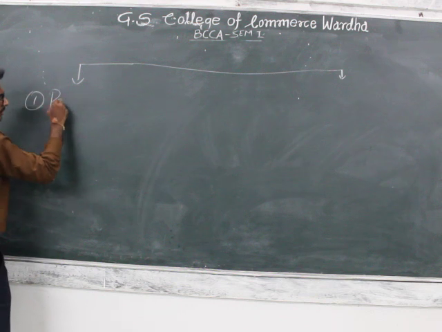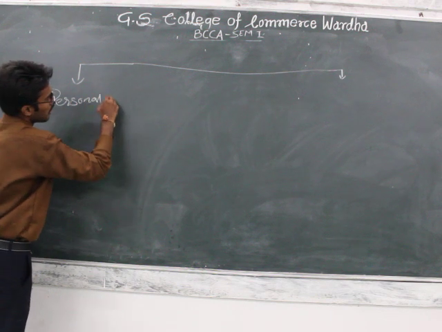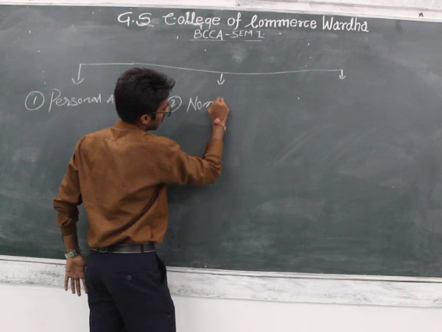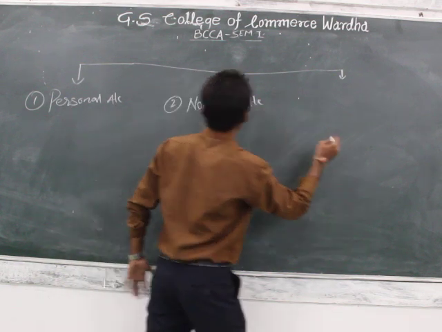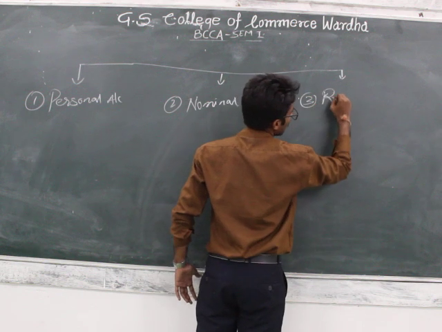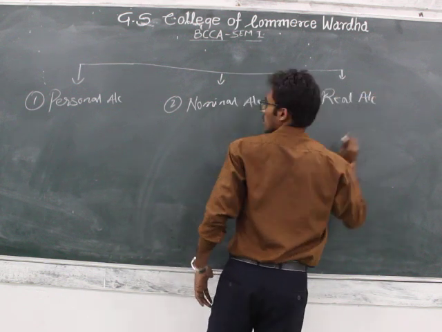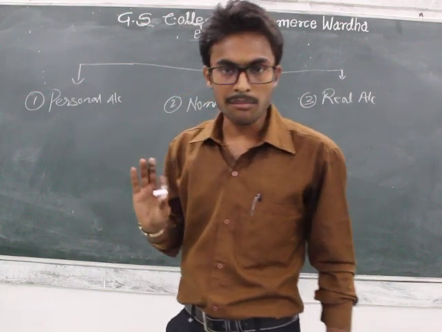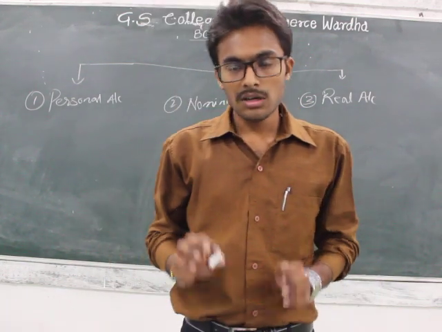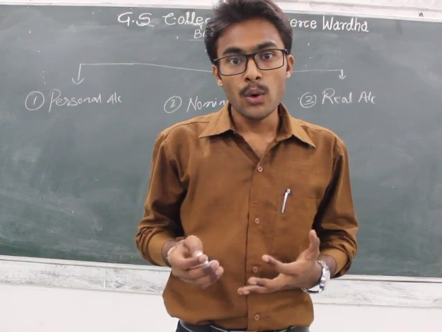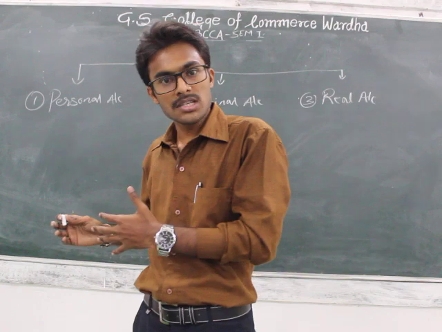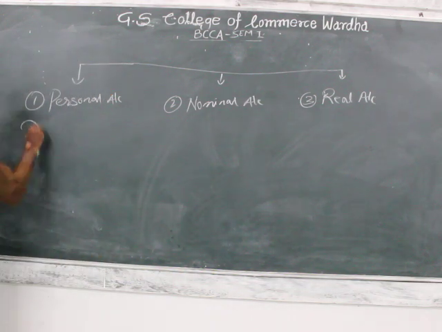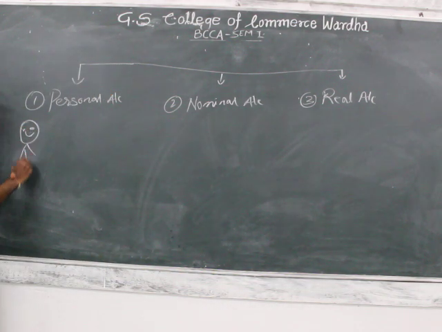First, personal account. Second one is nominal account. And the last one is real account. You should know all these types of account and their golden principles. Let's have an example for personal account. We know what a personal account is. Personal accounts means the transaction where a person or a group of persons or a representative of a person is involved. That means there will be a person.